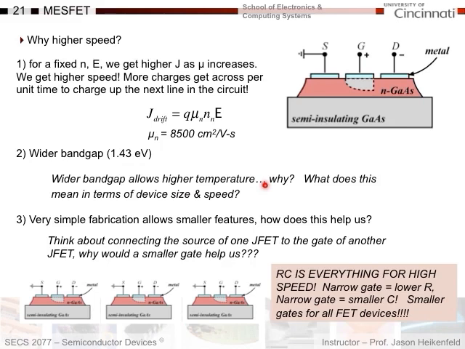Now the final thing, and this is the one I want to spend the most time on in this slide, is that the simple fabrication of just patterning the metal allows me to get a smaller channel length here. Well, how does this help us? Think about connecting the source of one JFET to the gate of another JFET, and why a smaller gate would help us. There are two ways it helps us, and this is really important, okay?